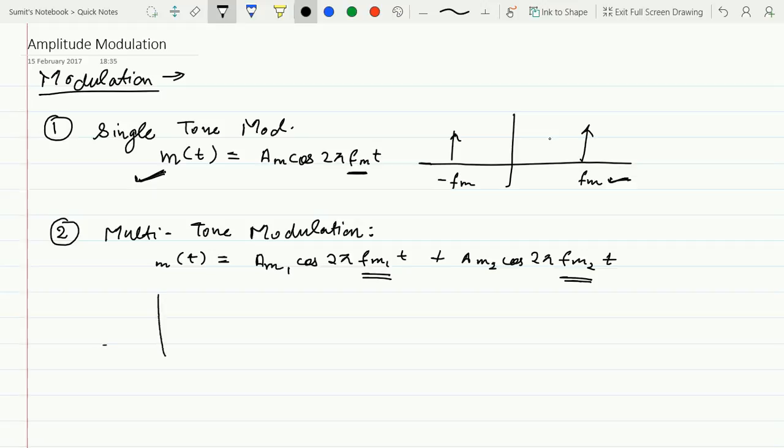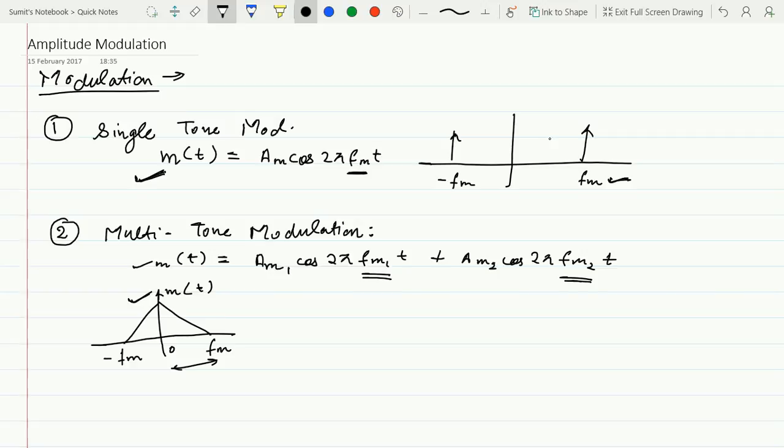If I have a message signal which has a spectrum going from, say, 0 to fm, so it has all the frequency components from 0 to fm, and you are trying to modulate this signal, then also it would be multi-tone modulation. Multi-tone modulation can have two or any number of frequency components more than two. So that is your multi-tone modulation.